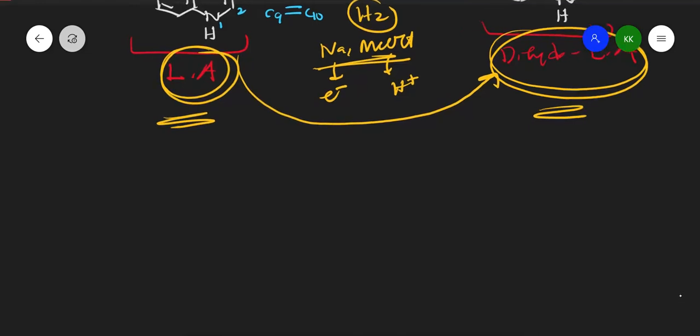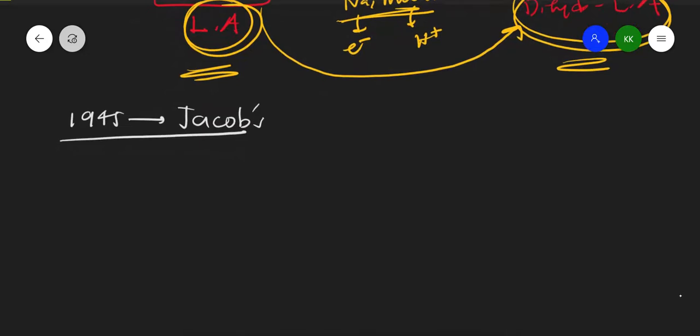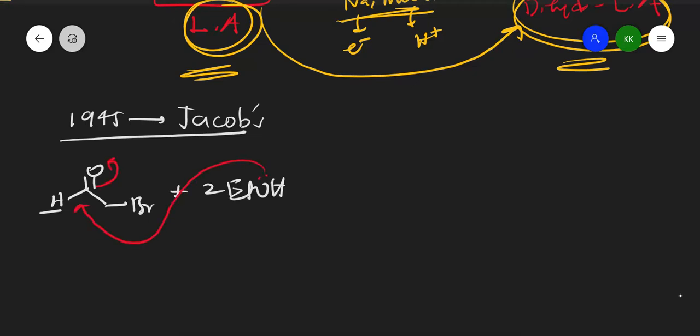In the year 1945, the scientist Jacob synthesized this dihydrolysergic acid. He took this as a starting material: an aldehyde, CH2Br with an H, so it is an aldehyde. To that he added two molecules of ethanol. These are simple reactions you should know. The first ethanol molecule reacts and forms OH; the second molecule reacts again, and we get this product.